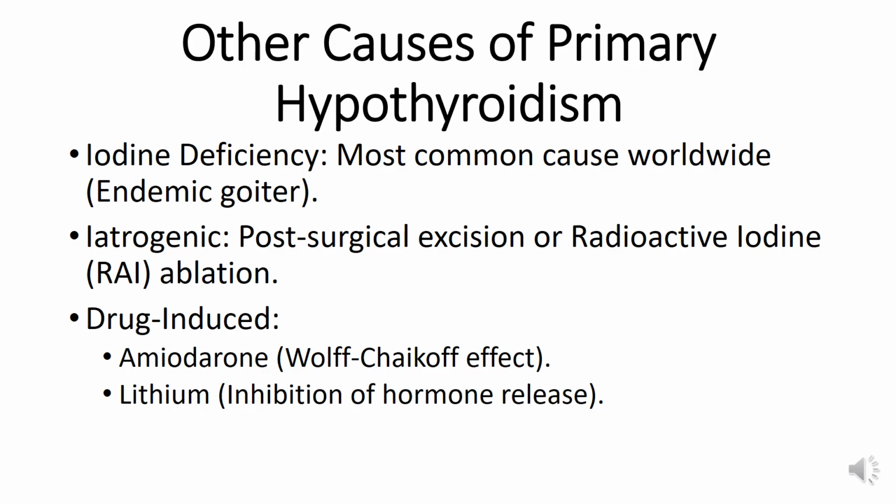Certain medications can also interfere with thyroid function and trigger hypothyroidism. One notable example is amiodarone, a widely used antiarrhythmic drug. Amiodarone contains large amounts of iodine and can disrupt normal thyroid hormone synthesis through a mechanism known as the Wolff-Chaikoff effect. The Wolff-Chaikoff effect occurs when excessive iodine temporarily suppresses thyroid hormone production.